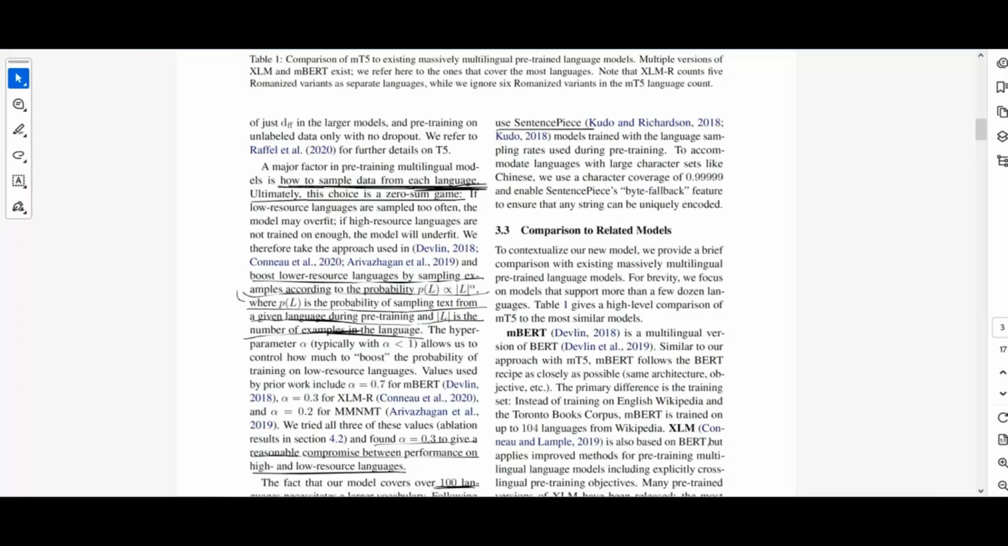Let's take an example. Let's say we have 1,000 samples available to us for the English language, and we have only 100 samples available to us from the Punjabi language. So when I'm preparing my training data, I decide to use all of those 100 samples from the Punjabi language, but I decide to use only 500 of the 1,000 available from the English language.